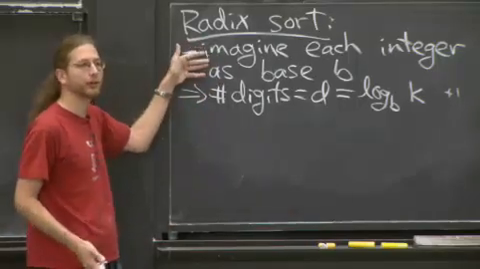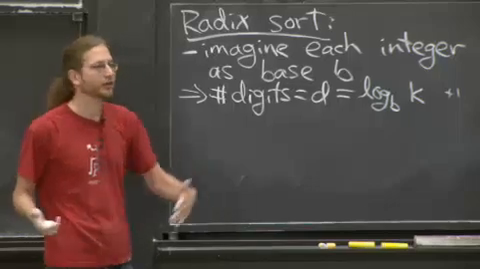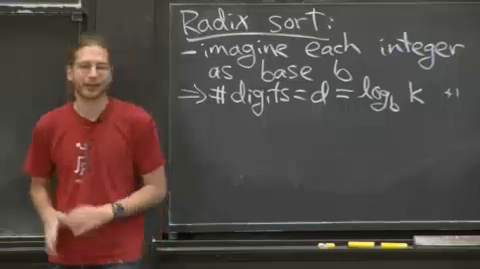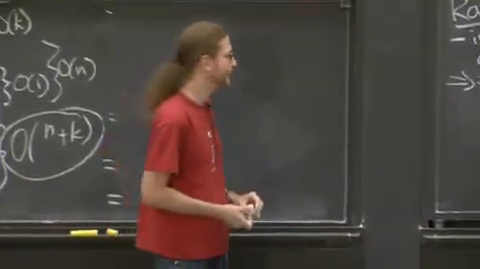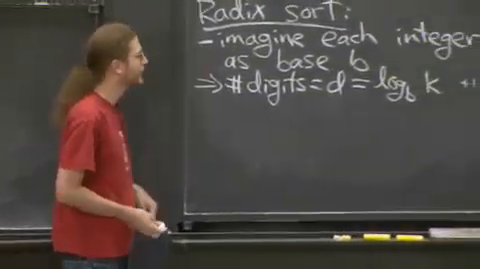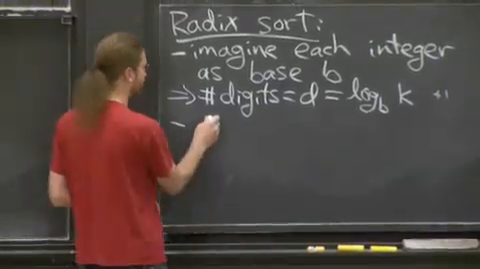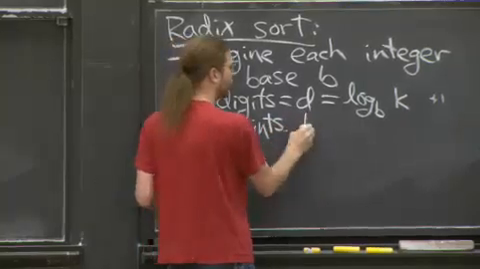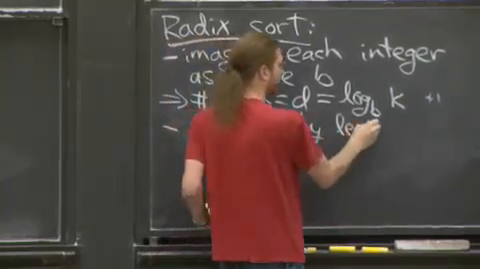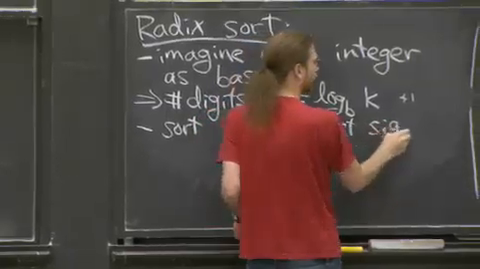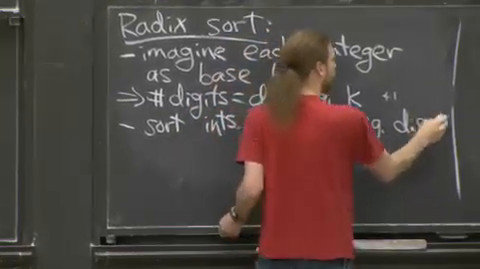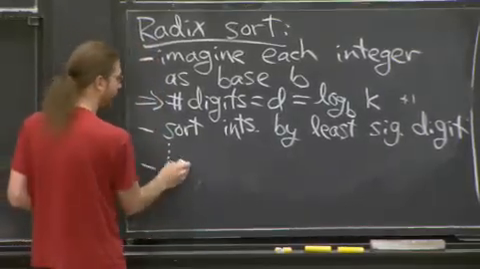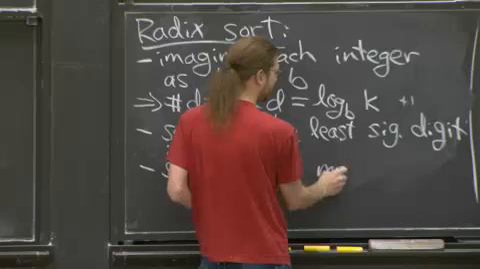I'm not going to actually compute this base b representation because it would take a long time. I'd have to spend n times log k time to do that. I don't want to do that. But just imagine it that way. And then the algorithm is as follows. Sort the integers, all of them, by the least significant digit, sort by the next least significant digit, dot, dot, dot, sort by the most significant digit.